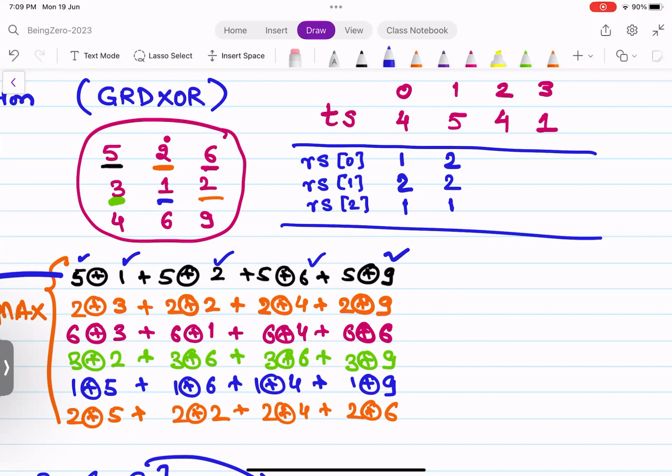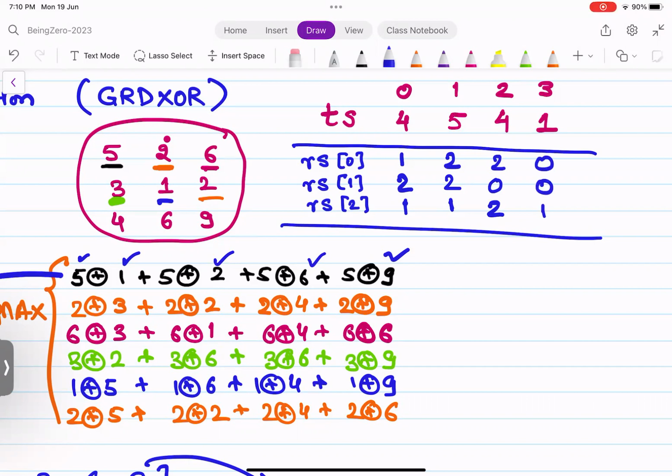Row 0 has how many numbers with the second bit position? 5 and 6. Next, row 1: no one has the second bit set. Row 2, third one: 4 and 6, so 2. Okay, third bit: 0, 0, 1. Yes, sir. So row wise we got the count.